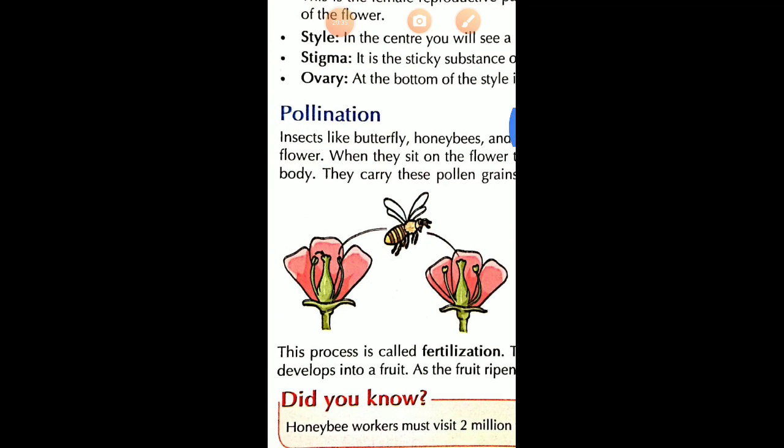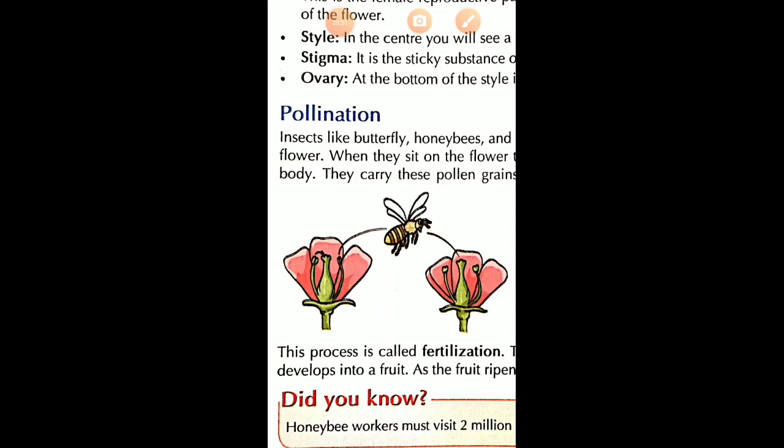In the beginning I also explained that the color of the petals is very attractive, and they have a very good fragrance, a very sweet smell, so that insects and other animals are attracted to them. Is it clear? Insects like butterflies, honeybees and moths are attracted to the color and smell of the flower. I already explained this in the beginning, before explaining the parts of a flower.